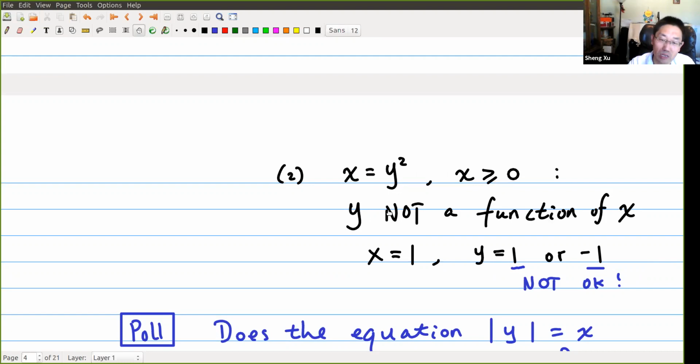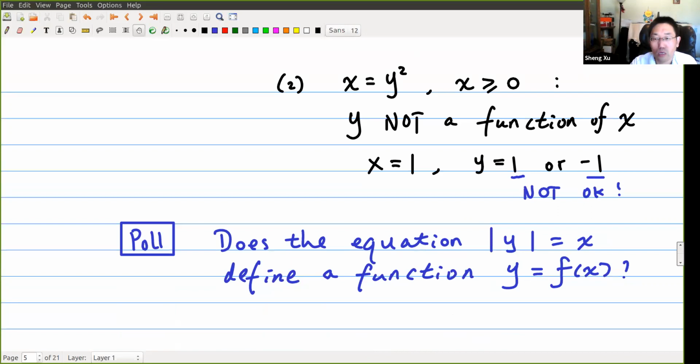Why? Because you see, if I give you x equals 1 as the input, so y is equal to what? y can be 1, because 1 squared is 1. y can also be negative 1. Negative 1 squared is also 1. So using one input, you can produce two outputs. Then we say y cannot be a function of x, okay? This is not okay. You have two outputs for one input.